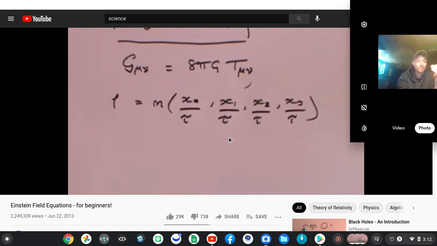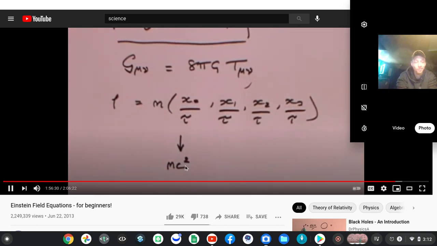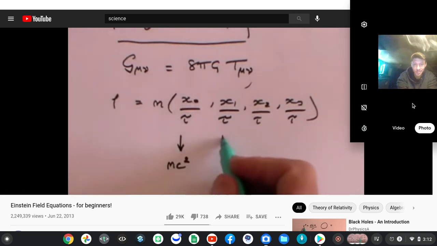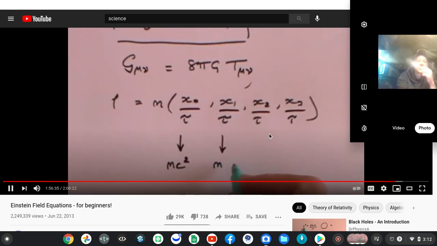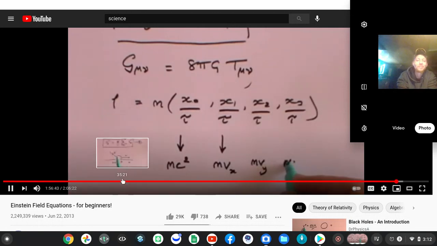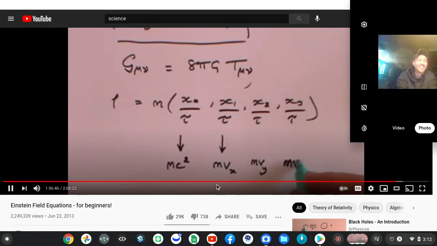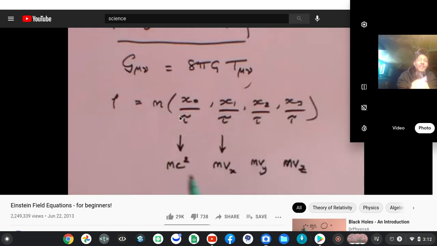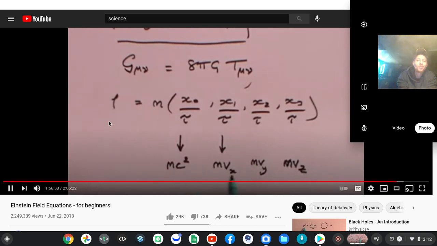And what we showed was that if you reduce this term, you get essentially mc squared, which is energy equals mc squared. And these terms all effectively become the momentum in the different coordinates. So it's mv in the x direction, mv in the y direction, and mv in the z direction. So this 4-momentum reduces out to basic rest mass energy plus momenta in the 3 coordinates of space.